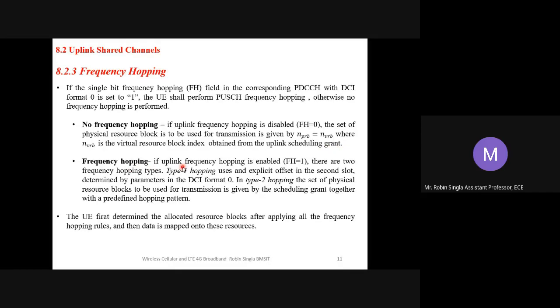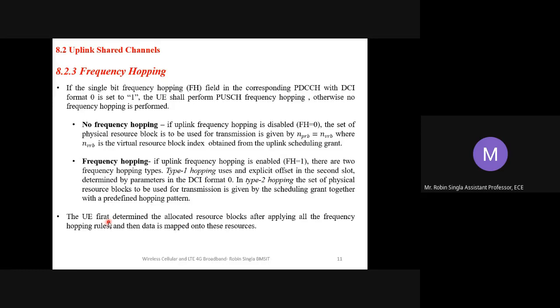Frequency hopping. If uplink frequency hopping is enabled, FH is equal to 1. There are two types of hopping. Type 1 hopping uses an explicit offset in the second slot, determined by parameters in the DCI format 0. In type 2 hopping, the set of physical resource blocks to be used for transmission is given by scheduling grant together with the predefined hopping pattern.